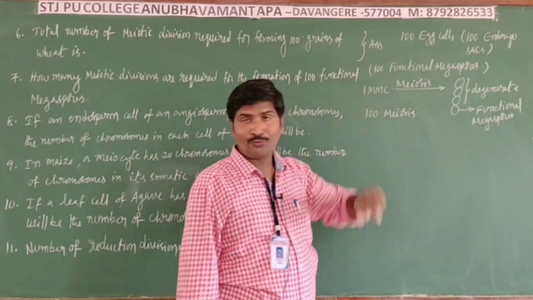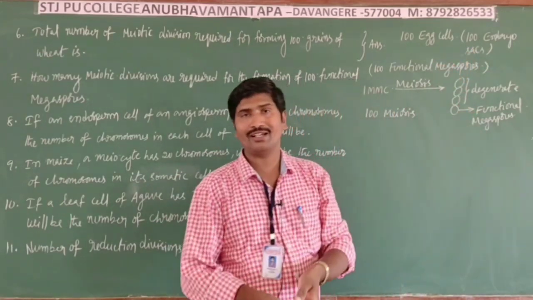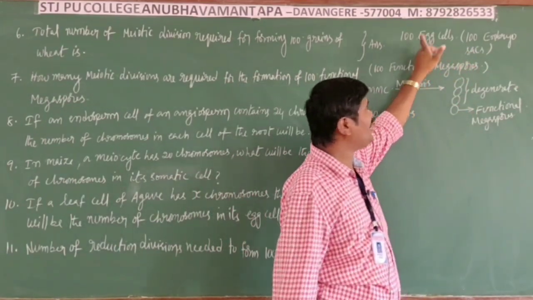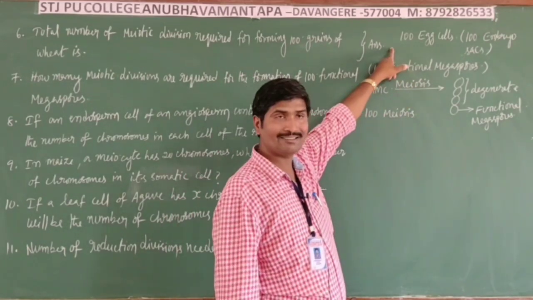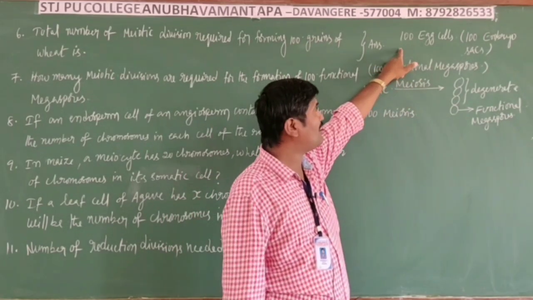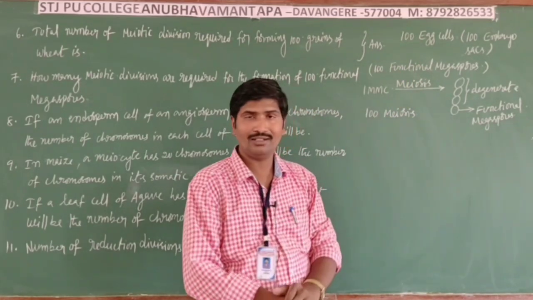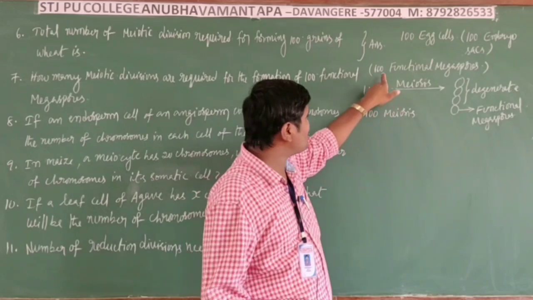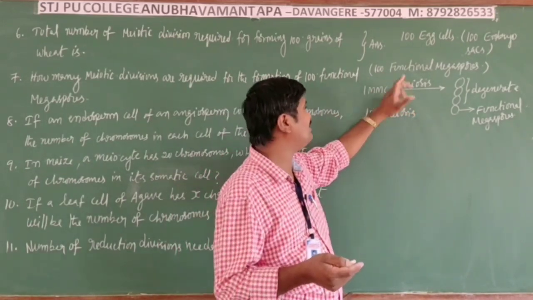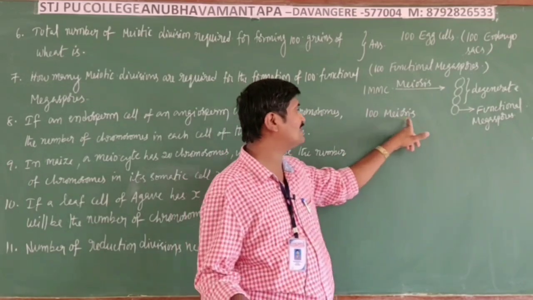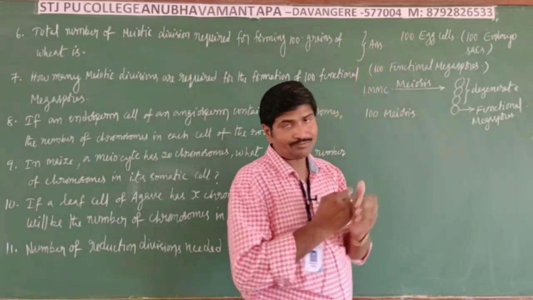Each 1 functional megaspore develops 1 embryo sac. Each embryo sac contains 1 egg cell. 100 egg cells. For the formation of 100 egg cells, how many functional megaspores are required? 100. For the formation of 100 functional megaspores, how many meiosis divisions are required? 100. That is 100 meiosis. Okay, egg cell ready here.